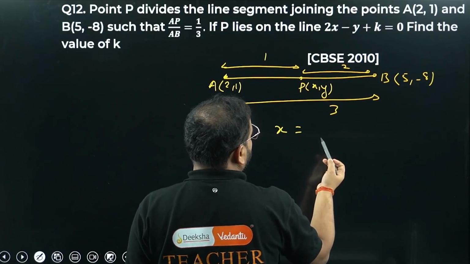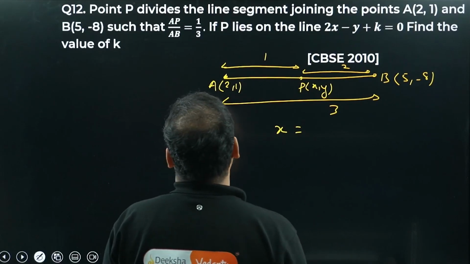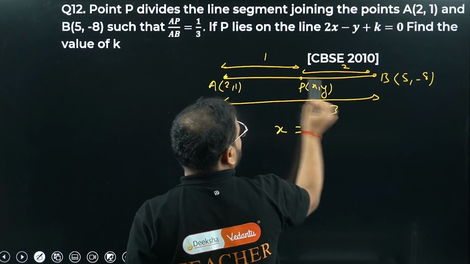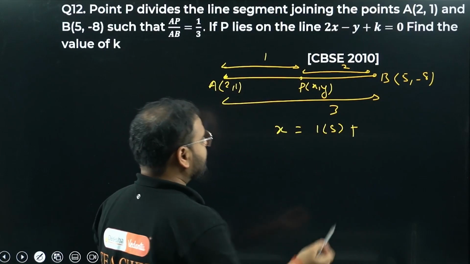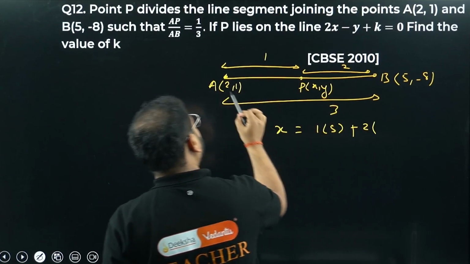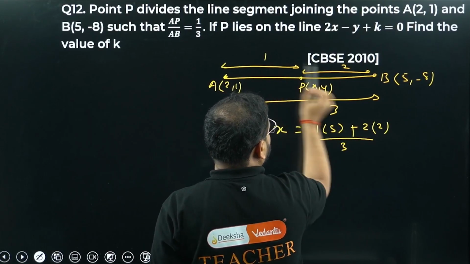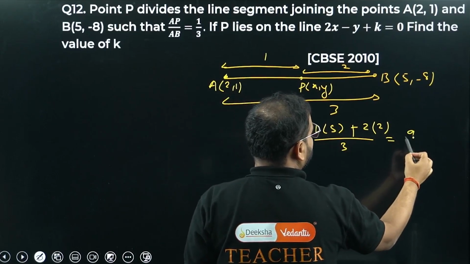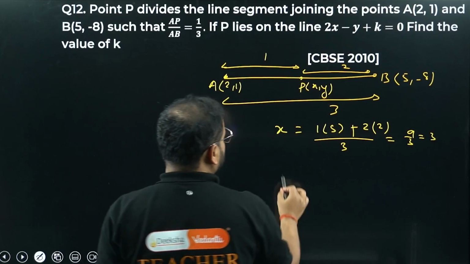Let's find the value of x now. M times of x2, so let's take the ratio again. The ratio is given, we don't have to find the ratio. x will be 1 times of 5 plus n, so n is 2, 2 times of x1, upon 1 plus 2 which is 3. Please check, 5 plus 4, so 9 by 3. How much is that?